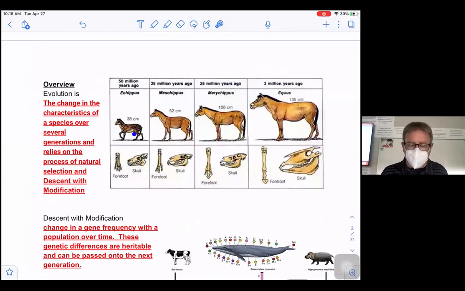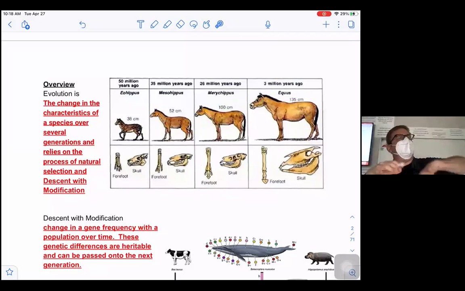Here's just one example of how the horse from 50 million years ago was a rather small organism, and to where we are even today, bigger than 3 million years ago, how the horse has grown in size. Its bone structure, while it has remained fairly consistent, has just grown larger to meet the growing demands of the growing horse, to fit the structure for that. And so this is just one example of how there's been change in characteristics of a species over time.